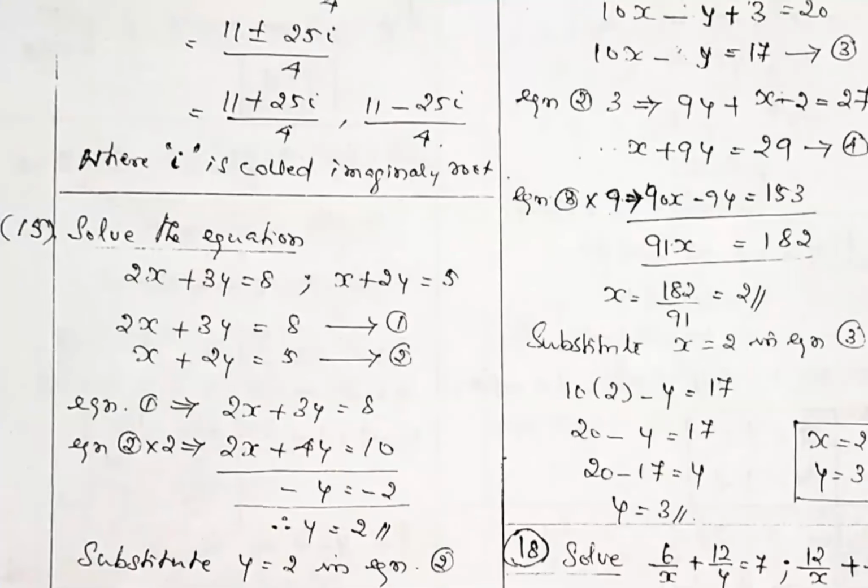So one unknown quantity problem we completed. Now two unknown quantities are coming. Solve the equation 2x plus 3y is equal to 8, x plus 2y is equal to 5. Two equations, right? The first equation 2x plus 3y is equal to 8, the second equation x plus 2y is equal to 5. How to solve? How to get the value of x and y?